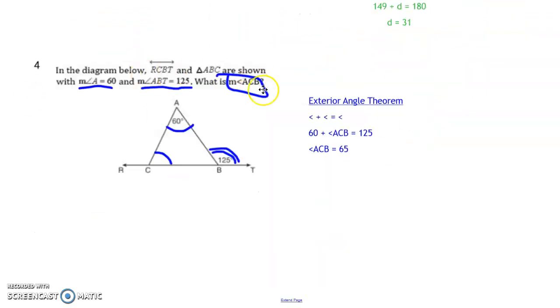For number 4, it gave us some information which we labeled on the diagram, and we also know that this is an exterior angle, so we probably know we're using the exterior angle theorem. This exterior angle theorem says that the 2 remote interior angles are equal to the exterior angle, so we set them up. We only don't know ACB, but we know CAB, and we know ABT, so we're able to substitute them into the exterior angle theorem and get our answer.